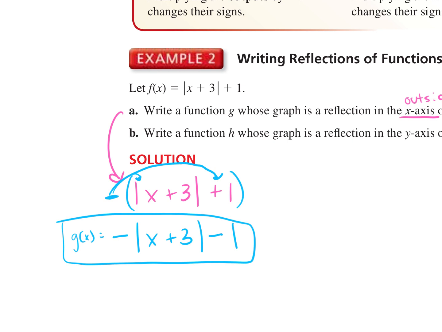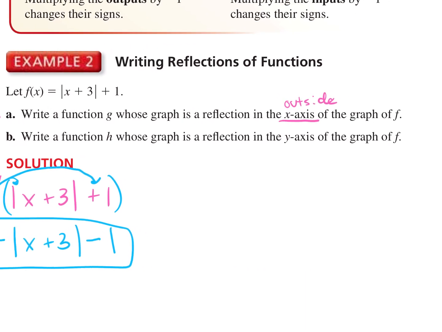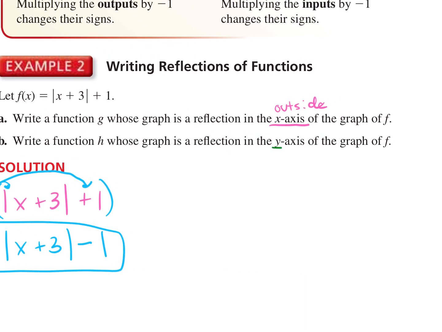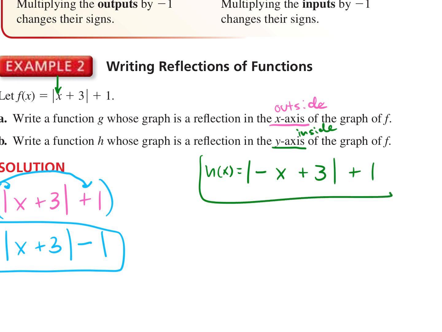All right, for B, we want to write a function h whose graph is a reflection in the y-axis. Is y inside or outside? Inside, and that happens directly to x. So inside of the absolute values, just the x gets a negative. So this would be the absolute value of negative x plus 3 plus 1. So just the inside, and it happens only to x. So this would be our answer here.